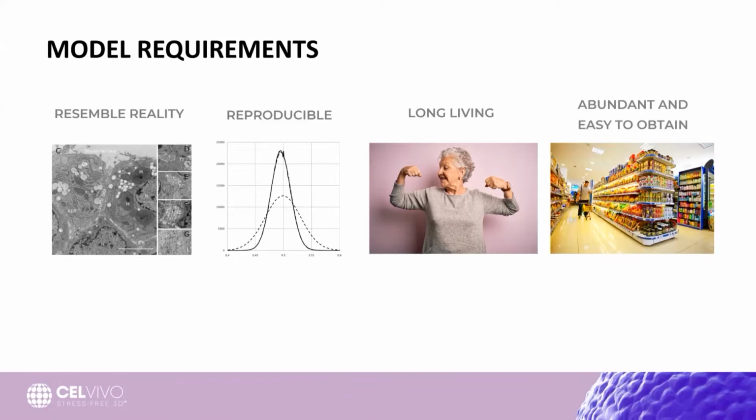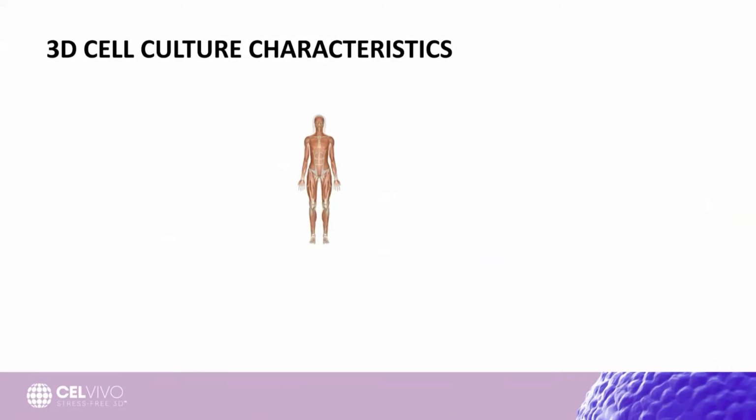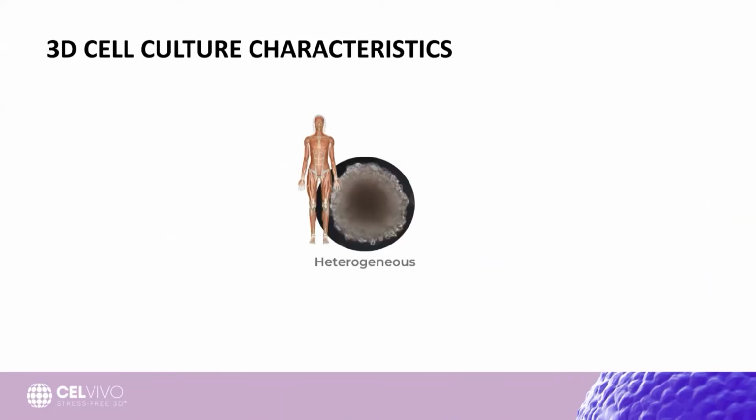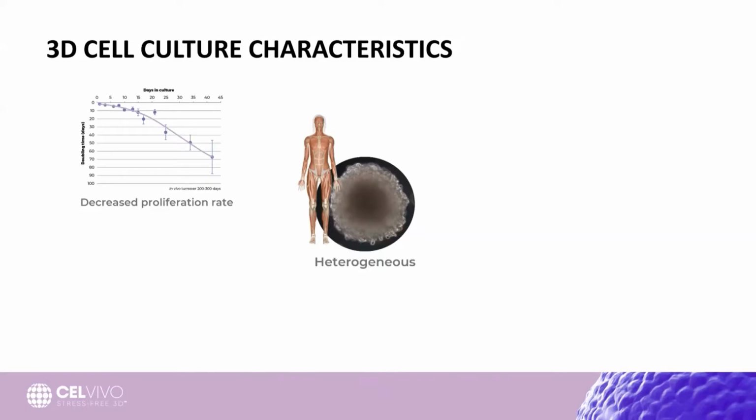So now I will show you some of the characteristics of a 3D cell culture model of a human one. The first one is that it's heterogeneous. So as in a tissue, where some cells will be close to a blood vein and others will be far away, those two cells are slightly different because of the different nutrient access. So it's a 3D model where the cells in the core are slightly different than the cells of the perimeter. It should also have a decreased proliferation rate.